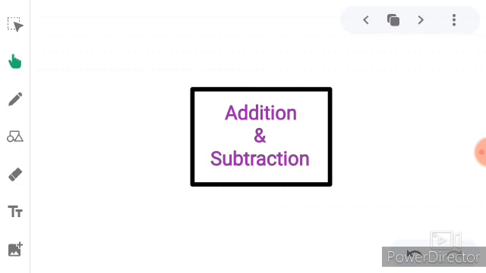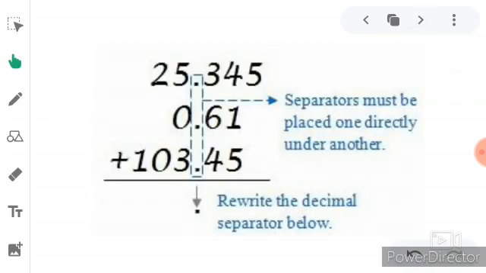Now students, in this video we are going to learn about the addition and the subtraction of decimal numbers or decimal fractions. So let's start. Here you can see this is your number: 25.345 plus 0.61 plus 103.45. You will have to gather the decimal points at one place, write the decimal points one below the other, then you will have to add.